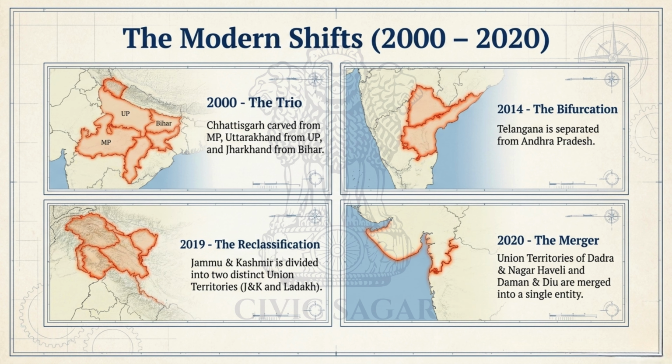In 2019, a major administrative reclassification occurred as the state of Jammu and Kashmir was divided into 2 distinct union territories, the Union Territory of Jammu and Kashmir and the Union Territory of Ladakh. Finally, in 2020, the government streamlined administration by merging the 2 separate union territories of Dadra and Nagar Haveli and Daman and Diu into a single, unified entity.